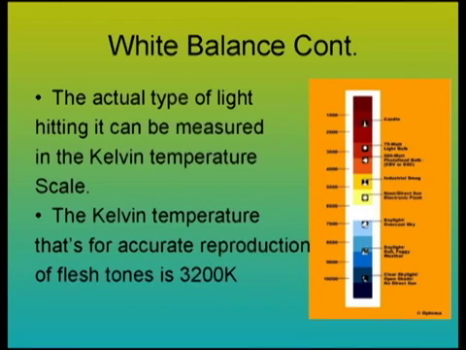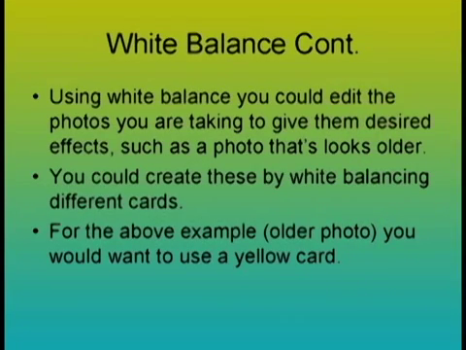The light hitting the object can be measured using the Kelvin temperature scale. The temperature that's most accurate for reproducing flesh tones in an image is 3200 Kelvin. The scale you see to the right is just showing some of the more common light sources and what their measurements are.